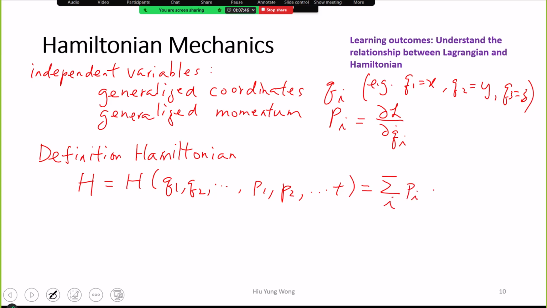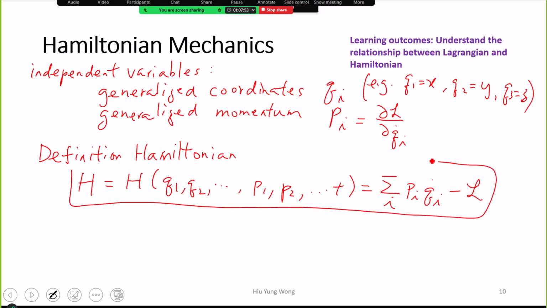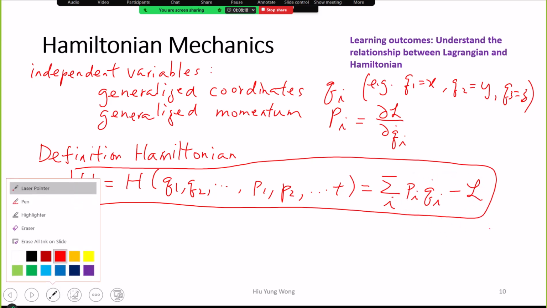Now, Lagrangian equals kinetic energy minus potential energy. But for the Hamiltonian, you cannot just say, let me find the kinetic energy and potential energy and add them together. You need to use this equation. But very often, this just equals the kinetic energy plus the potential energy. Okay, so you need to be careful about this.